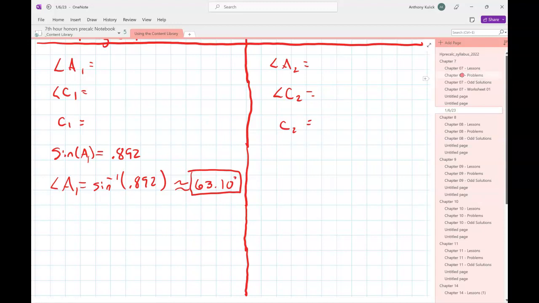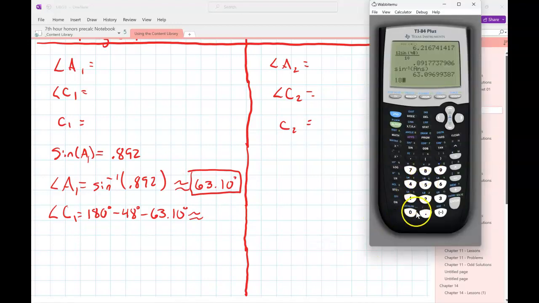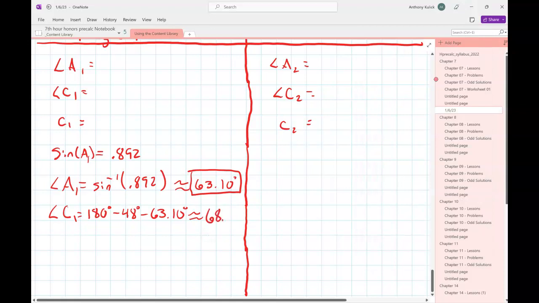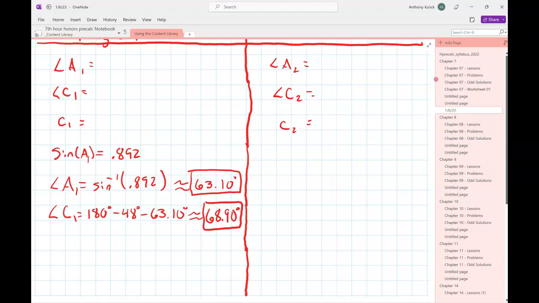If I want angle C1, that's really easy because now I know 2 of the 3 angles. And it's unavoidable that I'm using a rounded answer here, and I'm fine with that, since it's unavoidable. So there I get 68.90. So far, so good.